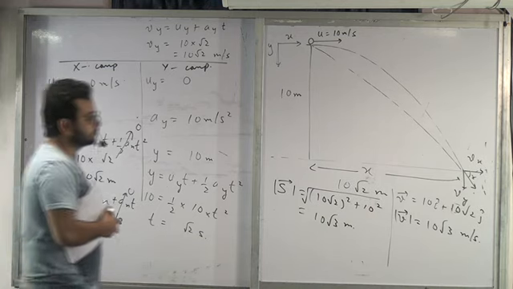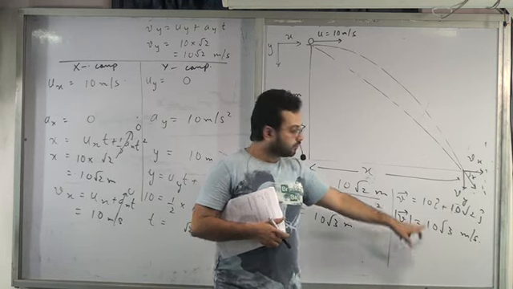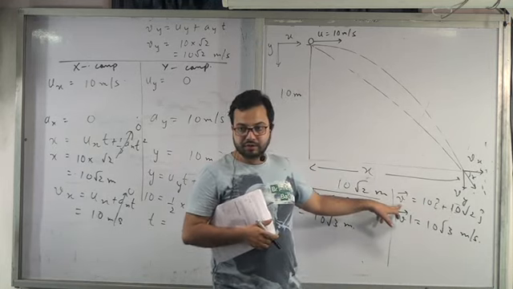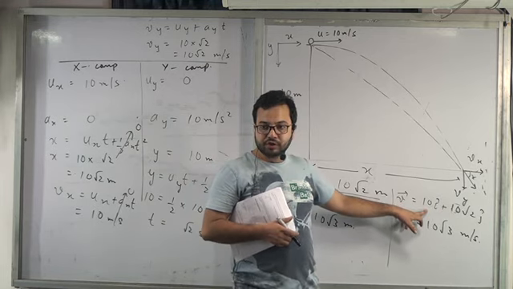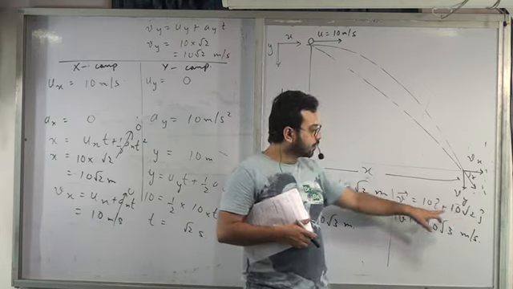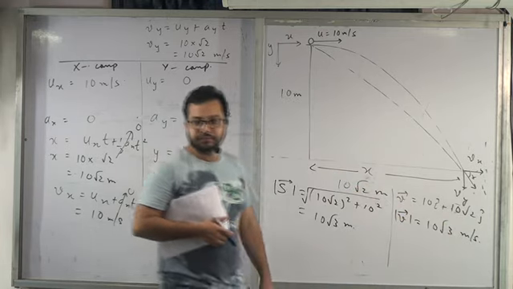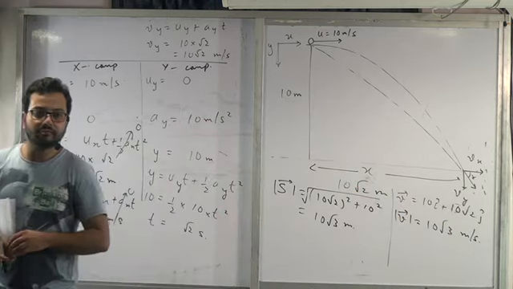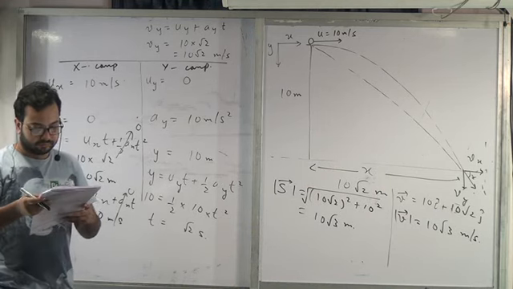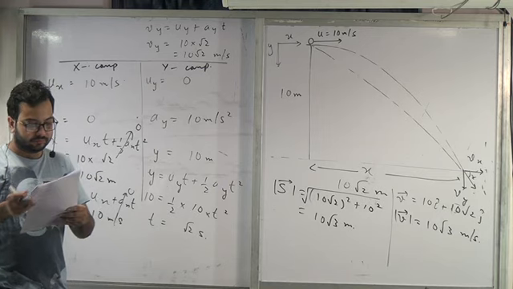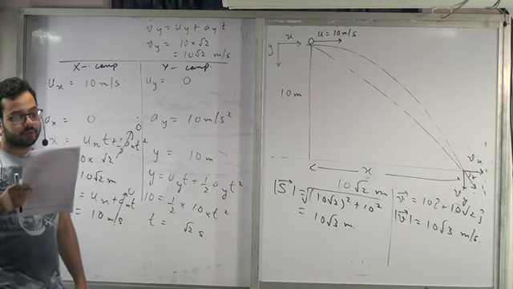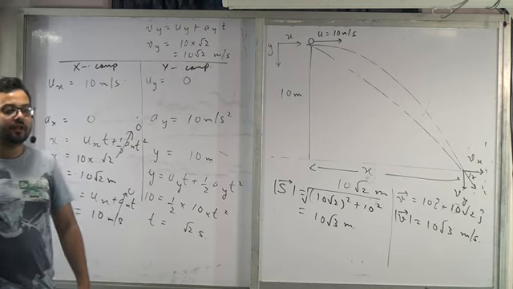Which last part? This part. Velocity is 10 i cap plus 10 root 2 j cap. How do I find the magnitude of velocity? It's the square root of x component square plus y component square. So that will be the square root of 10 square plus (10 root 2) square. That's it. Clear? Alright, so you may try question number 3.